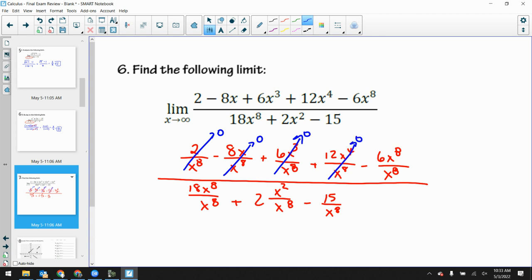Will that end term go to 0? No, because this ends up being a constant, which ends up being just a negative 6 on the top. This is again a constant, just an 18 here. This is going to go to 0. This is going to go to 0. So really, I'm all left with negative 6 over 18, which is negative 1/3.